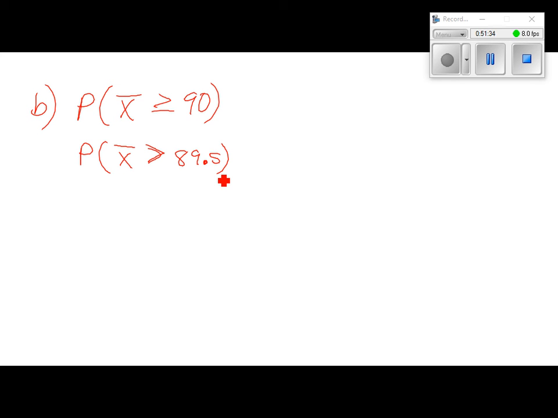Since we wanted everything above, we're looking on this chart. 93 is right in the middle. 90 is right here. We want to include 90, so we want to start down here so that we make sure we get that whole 90 bar.